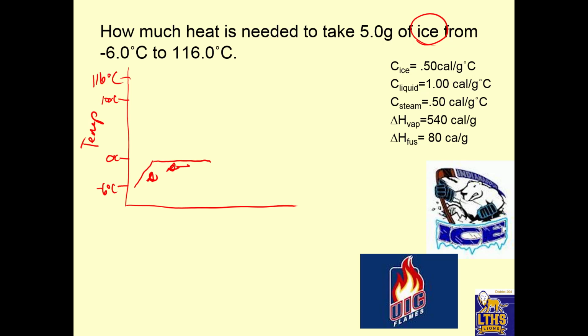And then here, the solid is going to turn into a liquid. And then up to 100, it's going to be liquid the whole time. And here, the liquid is going to turn into a gas. And then from 100 to 116, it's going to be all gas.